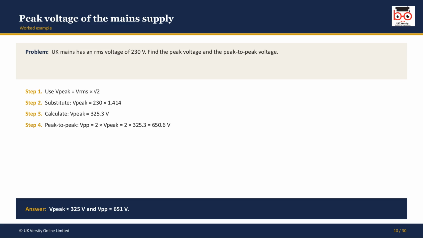Let's find the peak voltage of the mains from its RMS value of 230 volts. Peak equals RMS times the square root of 2, so that's 230 times 1.414, which gives about 325 volts. The peak-to-peak value is twice that, so 2 times 325, coming to roughly 641 volts. So, although we call it a 230-volt supply, it's actually swinging up to around 325 volts each way.